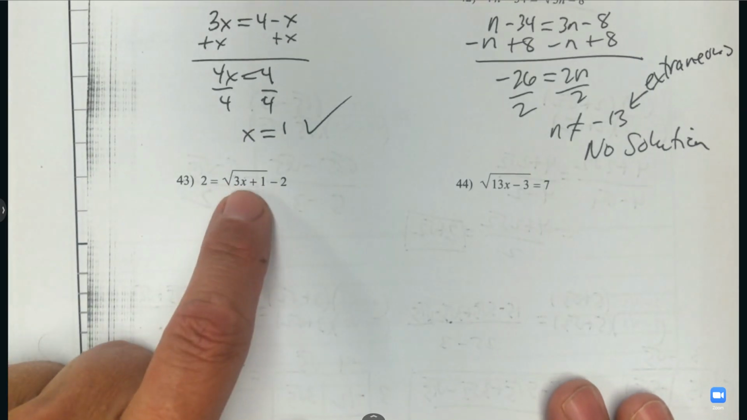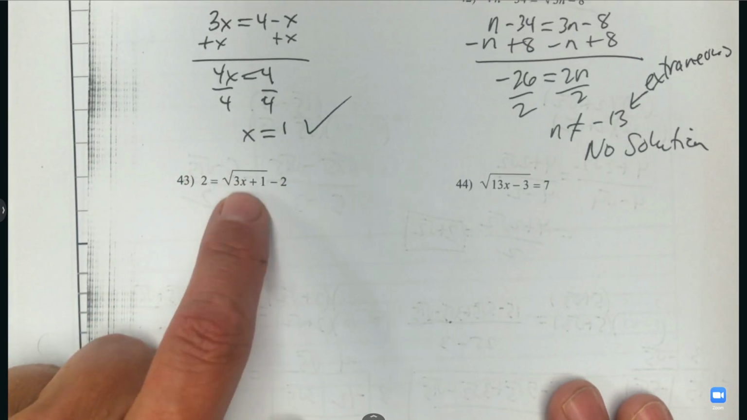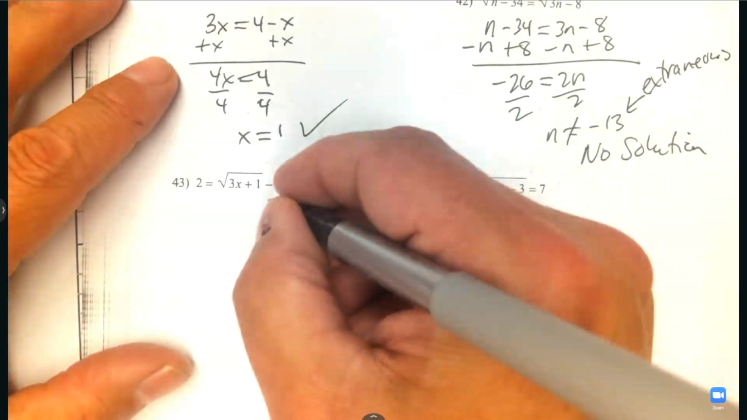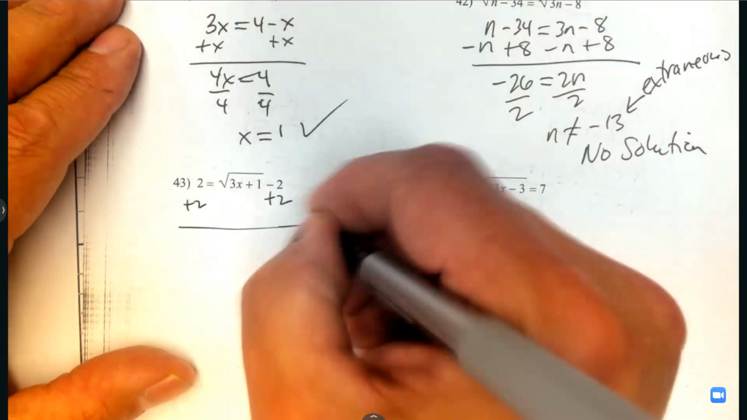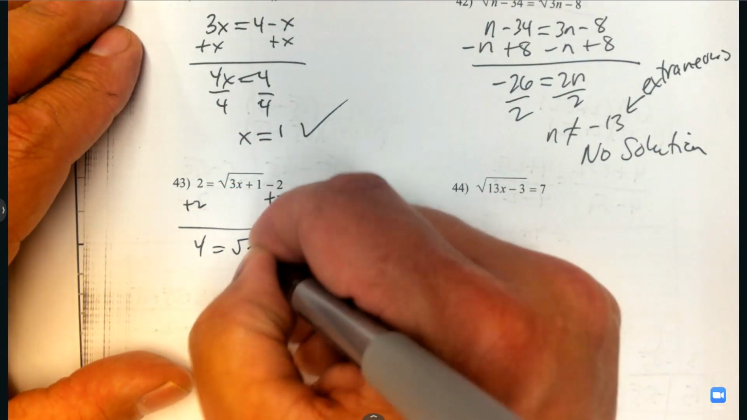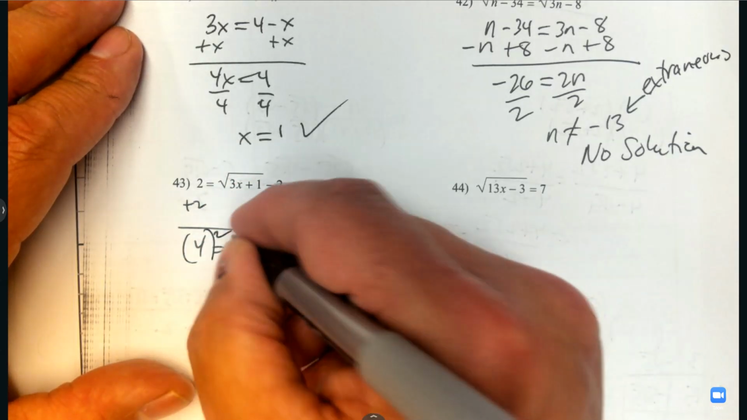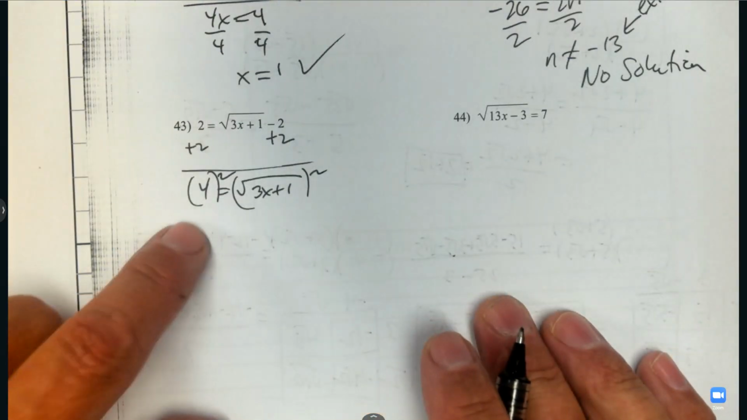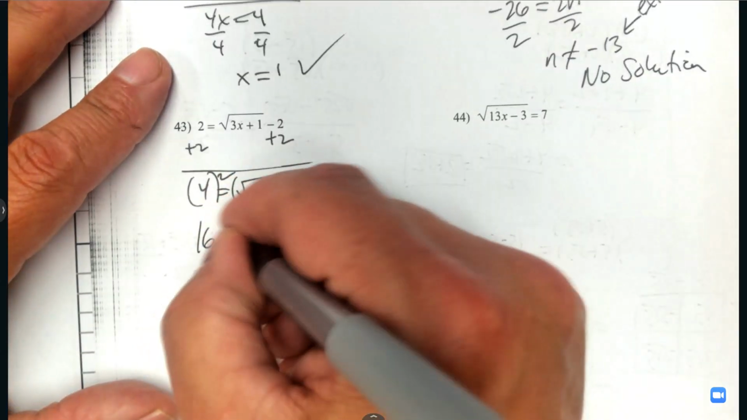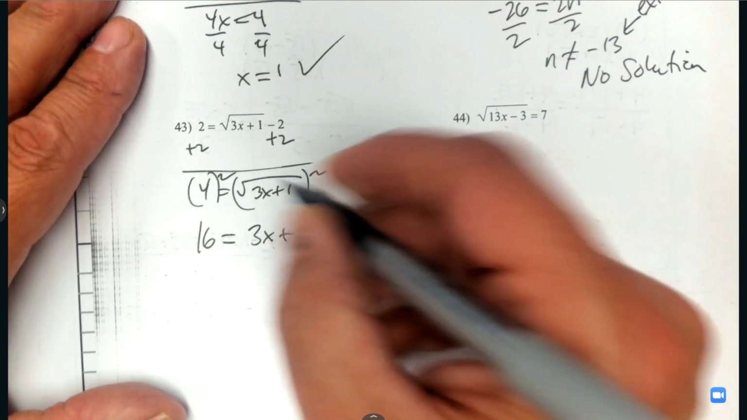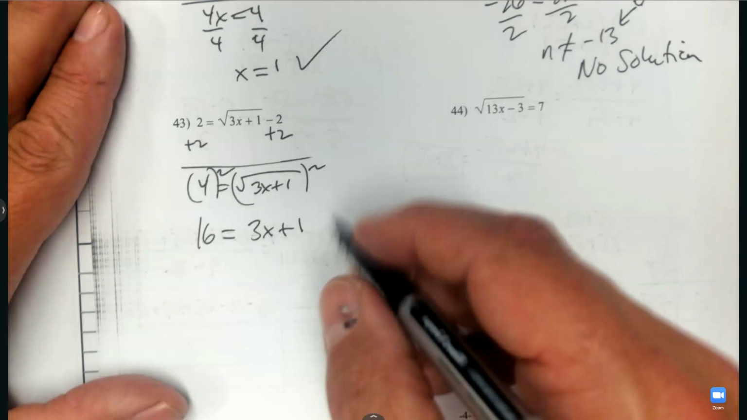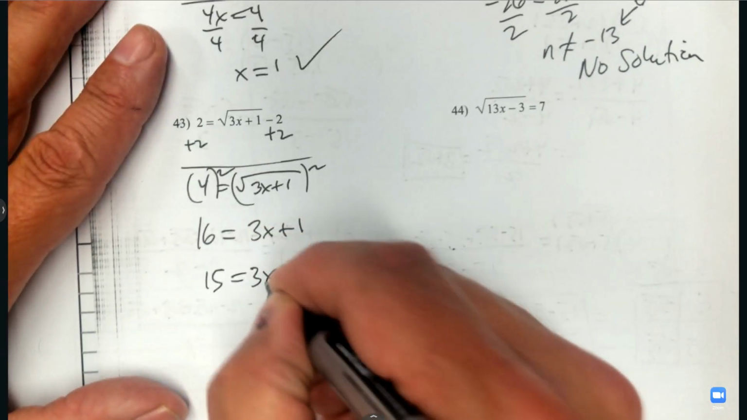In this one, we want to isolate the square root. We only have one of them. So just get the square root by itself. Add 2. That's 4. And then to undo a square root, we square both sides. So when I square both sides, that's 16. And when I square, the square root and the square cross out. Subtract 1, and then divide.